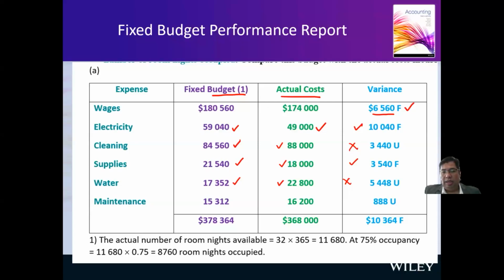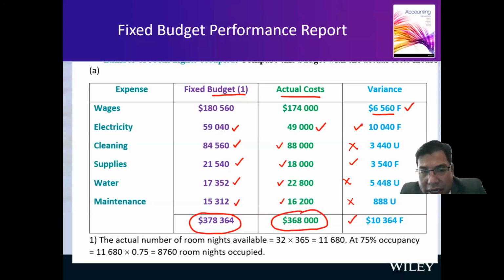And for maintenance, your budget is 15,000. What happened is there are many damages, repairs need to be done, so the actual is 16,200. So this is not good. Then you compare the overall budget, which is 378, but the actual is 368,000. So it's still favorable. You can analyze each type of expense and revenue using this fixed budget performance report. You're going to investigate for each item why you spend more than the budgeted: why you spend a lot on cleaning, on water, as well as on maintenance and repair.